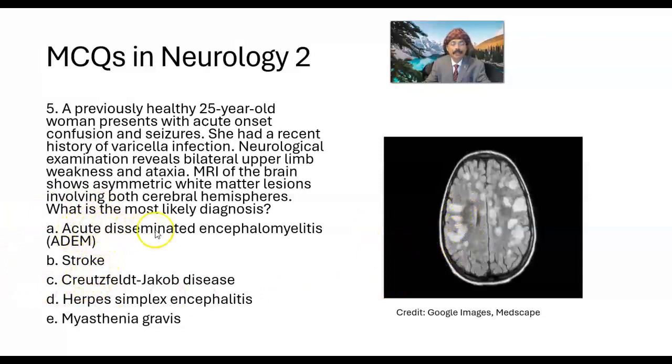The diagnosis should be acute disseminated encephalomyelitis. So the answer should be A. Stroke does not show diffuse asymmetric white matter lesions. Myasthenia gravis is a problem of the neuromuscular junction. Herpes simplex encephalitis, there should be a history; usually it involves the posterior part of the brain, not disseminated like that. So our answer is A, acute disseminated encephalomyelitis.